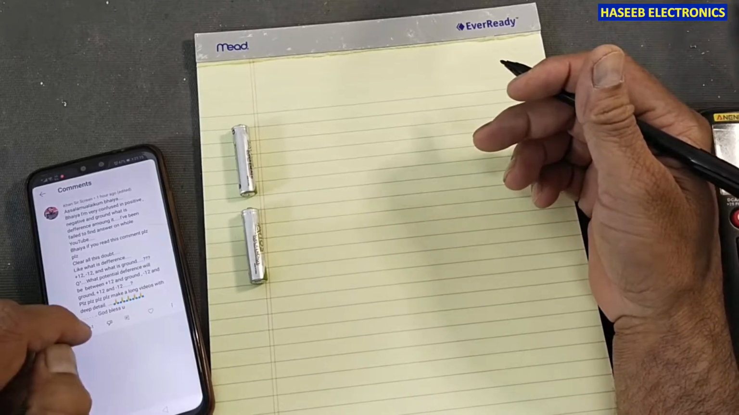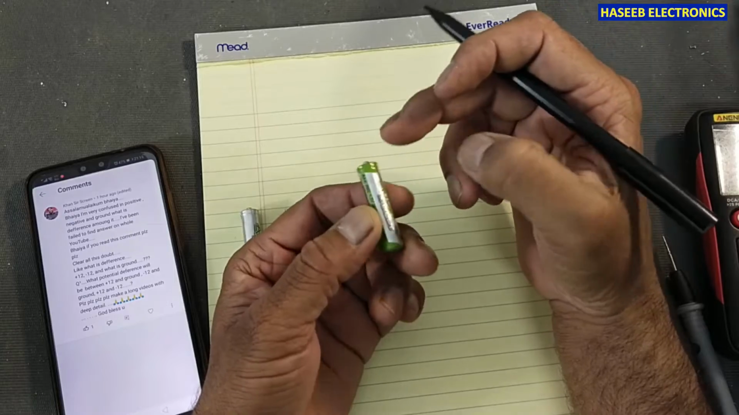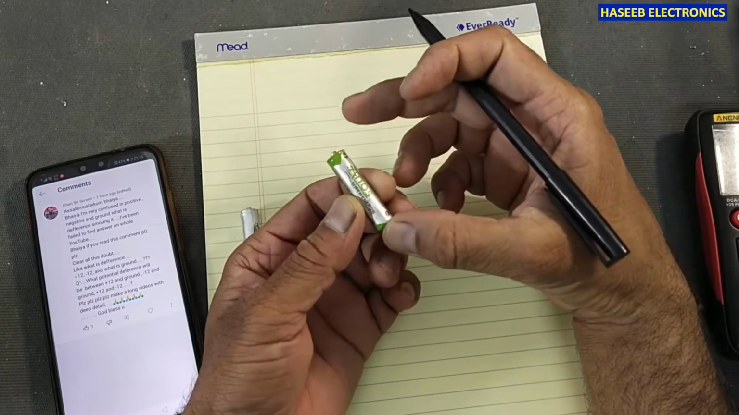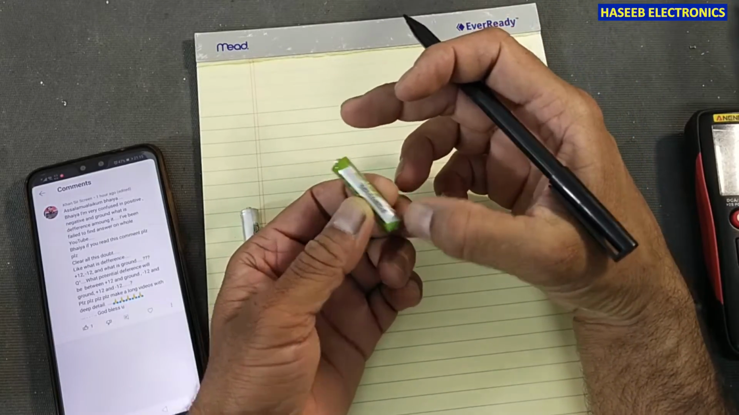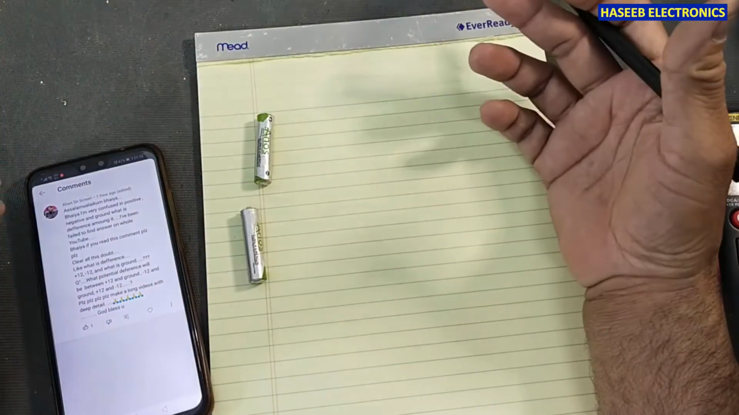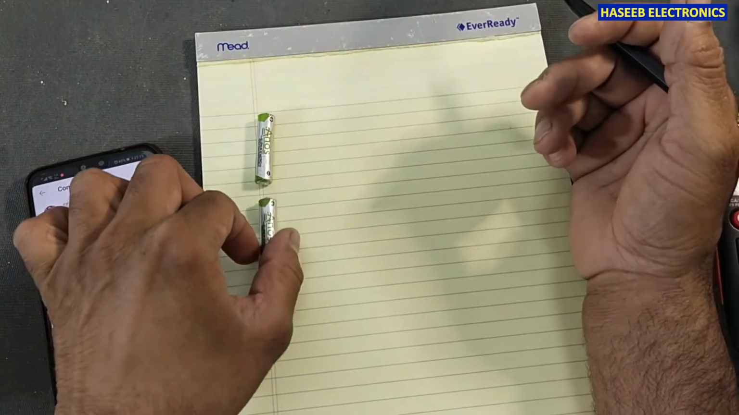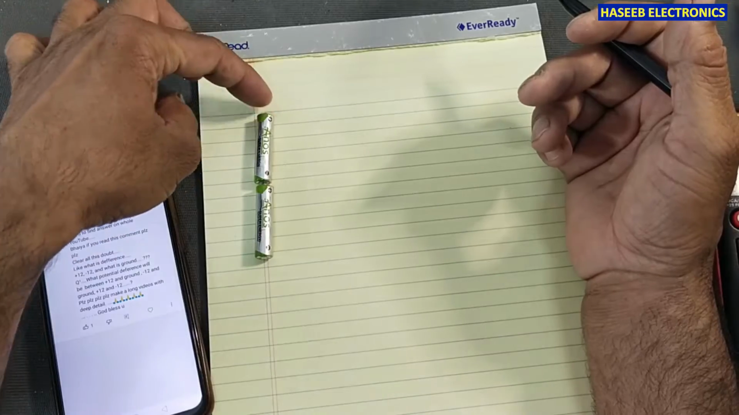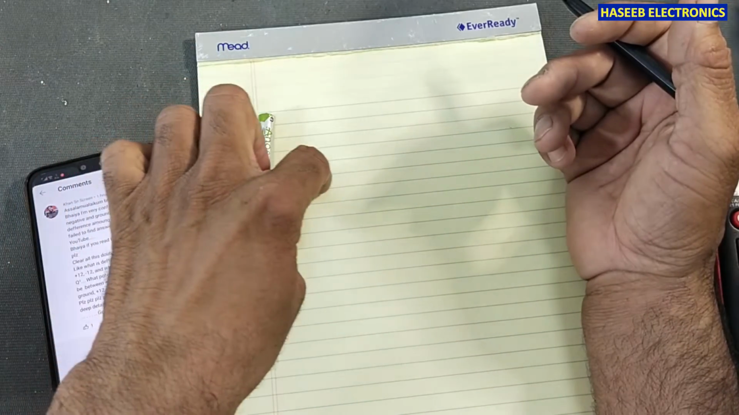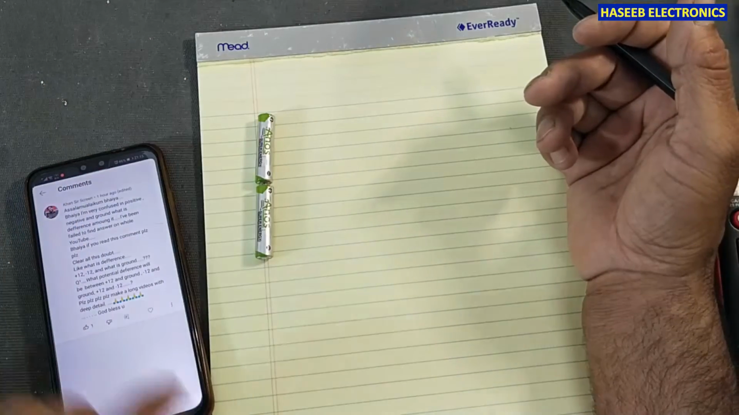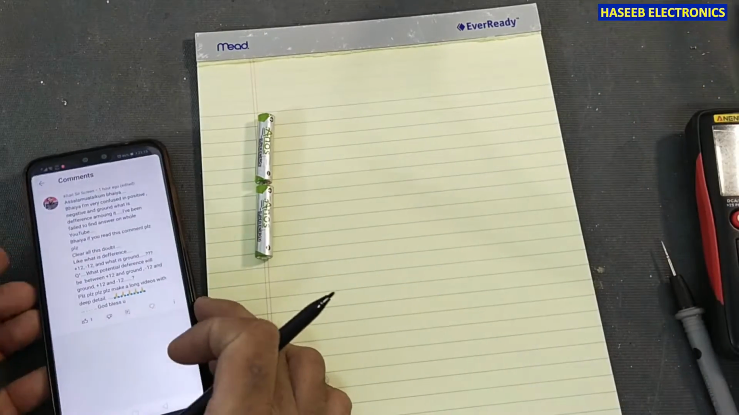In this session we will see what is positive, what is the low side, the return side in a battery, in any power supply, and what is positive, negative and the ground potential, the return potential. This is a question from my viewer.